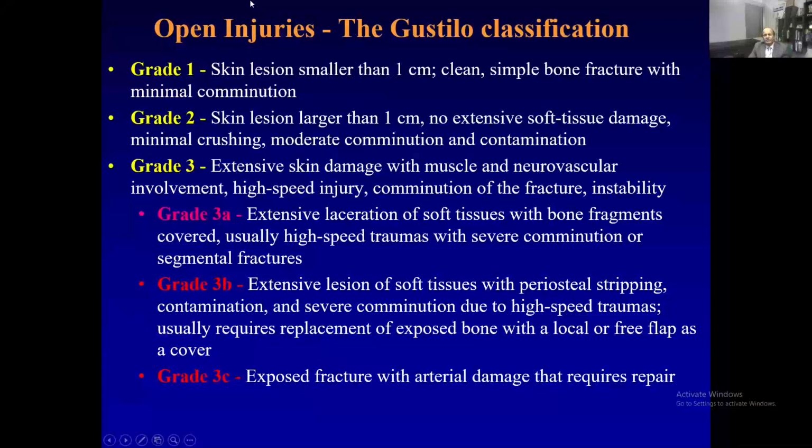Apart from the fracture classification, for the soft tissue injury in open fractures, the commonly practiced classification is the Gustilo classification. We all know about this.